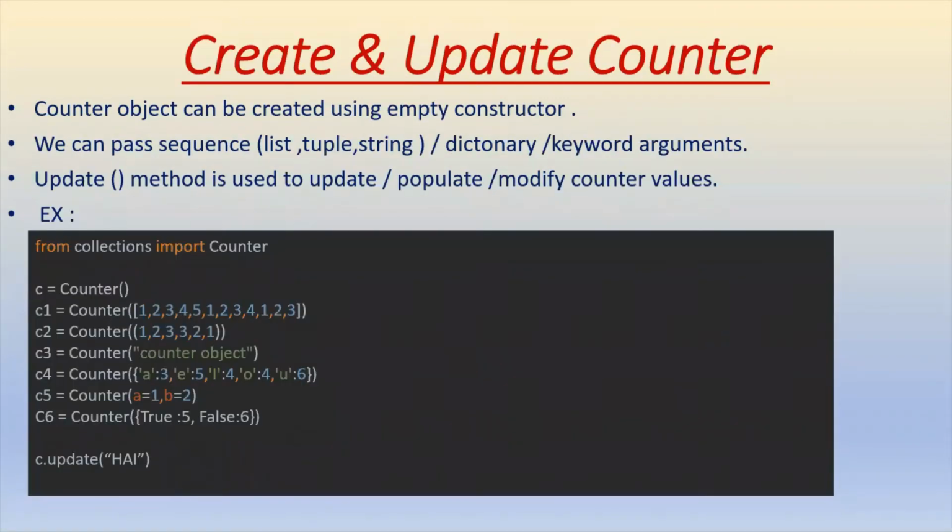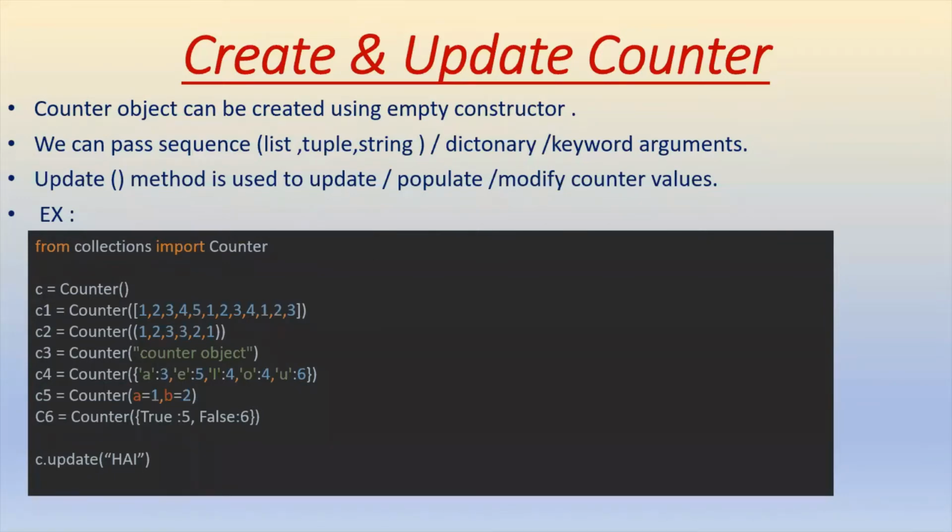So the first question is, how can we create a Counter object? A Counter object can be created in two different ways. The first one is using an empty constructor, and the second one is by passing a sequence, dictionary, or keyword arguments as an argument to the Counter constructor. The examples given here show different ways to create a Counter object.